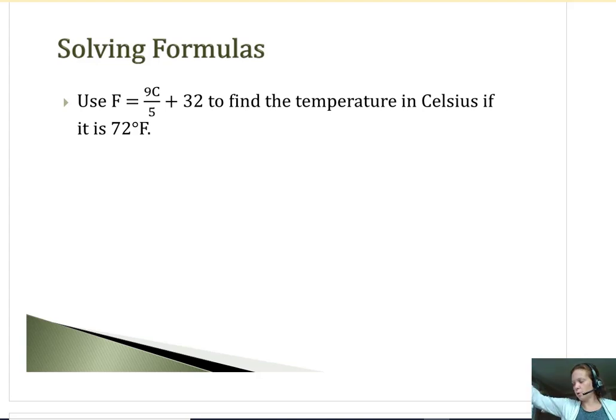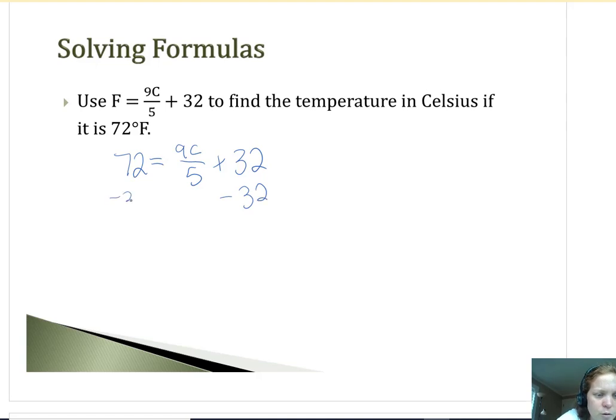So let's say for some reason I only have handy the Fahrenheit formula, and I want to figure out the temperature in Celsius if Fahrenheit is 72. If Fahrenheit's 72, I'm going to plug that in for F. So 72 equals 9C over 5 plus 32. I'm trying to figure out what Celsius is, so I'm going to use the steps we've been doing to get C alone. First I'll subtract 32. So that's 40 equals 9C over 5.